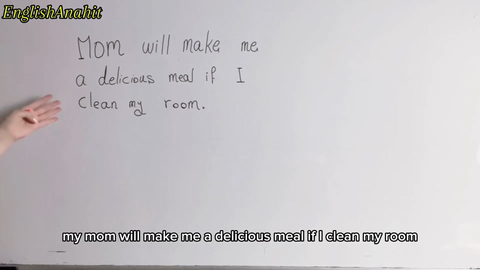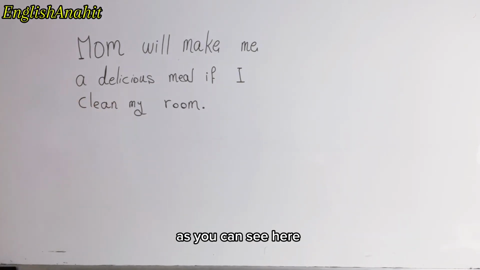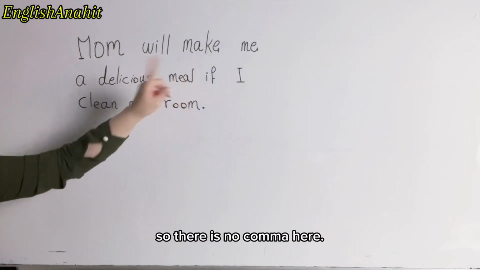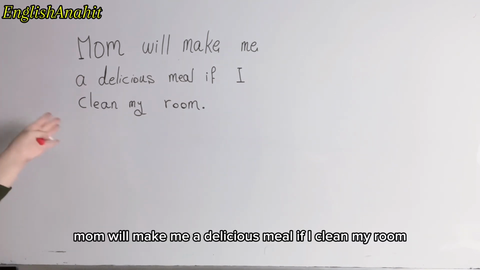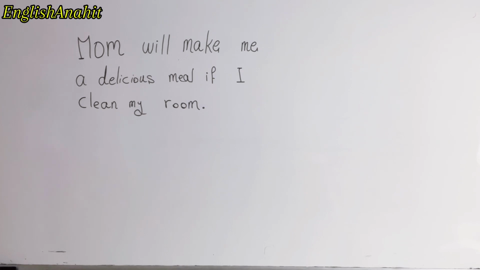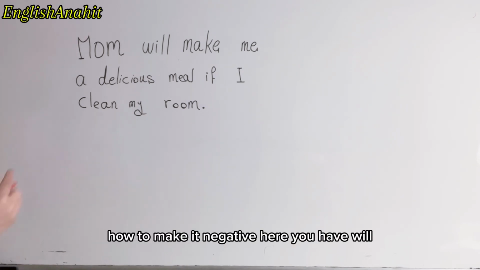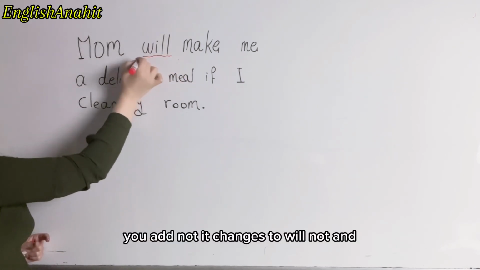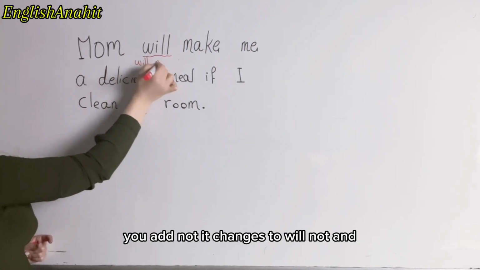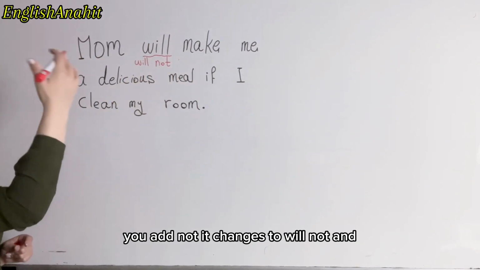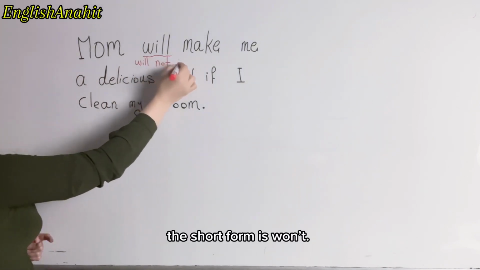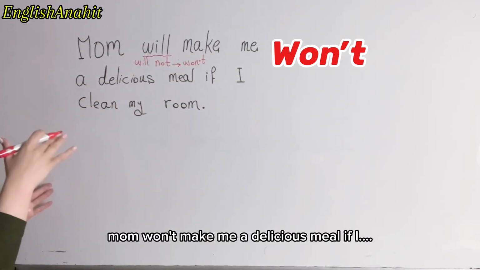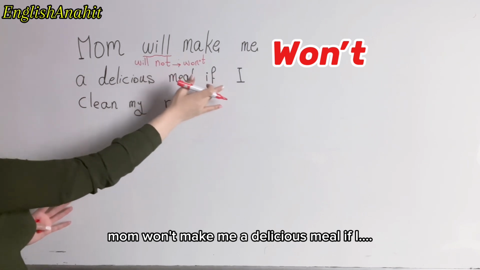My mom will make me a delicious meal if I clean my room. As you can see here, you have will at the beginning, so there is no comma here. Mom will make me a delicious meal if I clean my room. How to make it negative? Here you have will, you add not, it changes to will not, and the short form is won't. Mom won't make me a delicious meal if I.